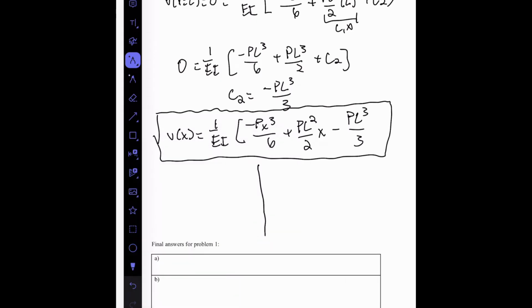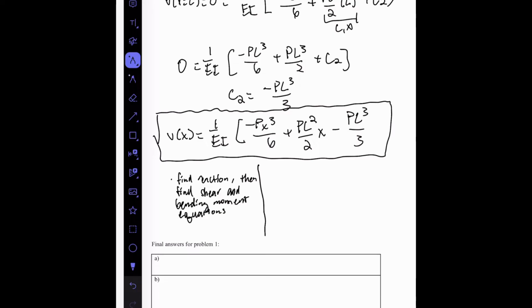So one way you can do this, find the reaction force, then find the shear and bending moment equations. From that, you just integrate them as we did before. You just have more powers of x.